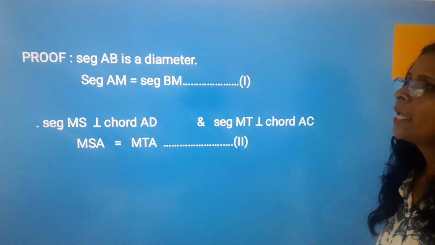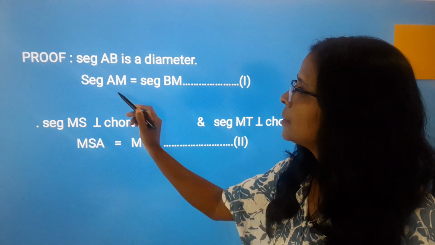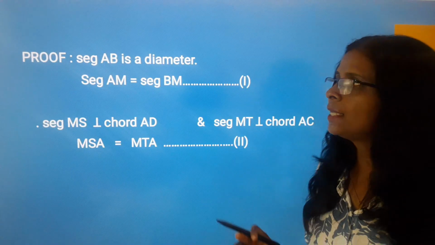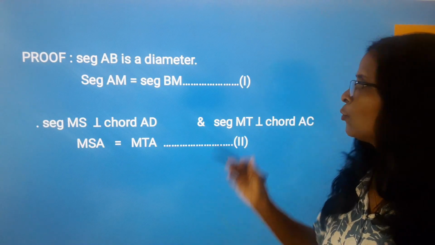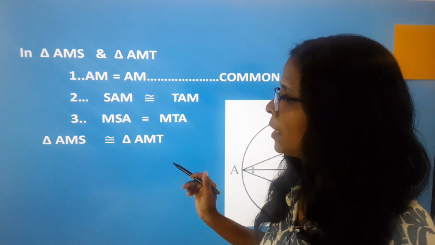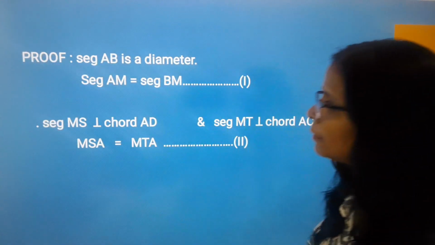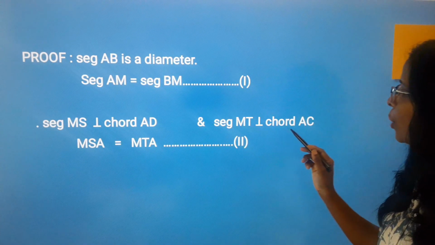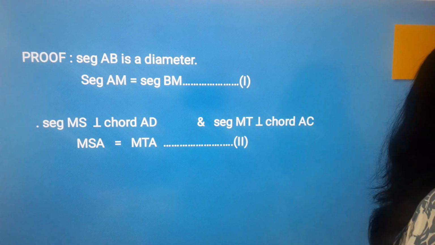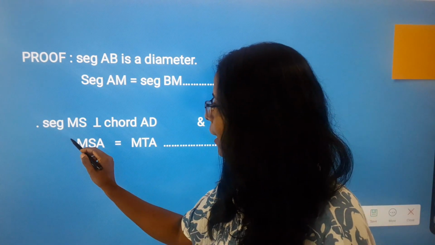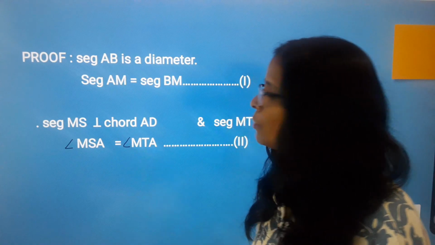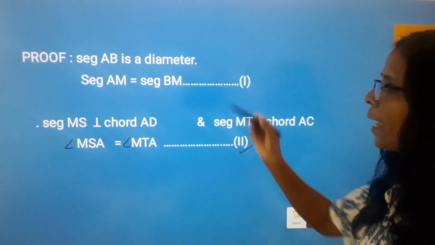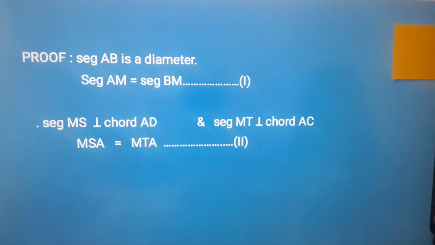Segment AB is a diameter, so segment AM is equal to segment BM. AB is a diameter, that means we can say AM is congruent to BM, and call it the first equation. Next, segment MS is perpendicular to chord AD and segment MT is perpendicular to chord AC. So we can say that angle MSA is equal to angle MTA, and call it the second equation.